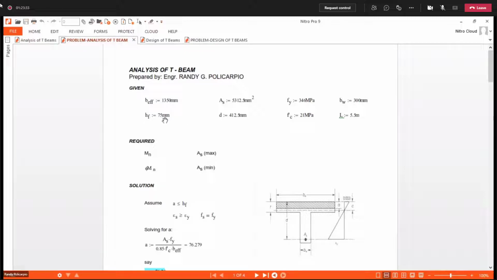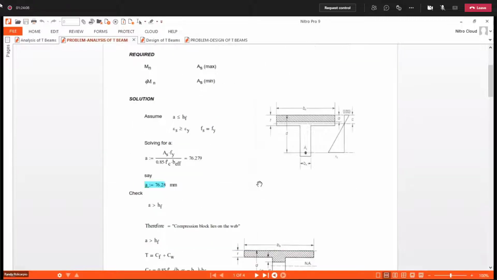So these are now the given. The thickness of the flange is 75. The area of the tension reinforcement, AS. The effective depth is 412.5. Fy is 346 megapascal. Fc prime is 21 megapascal. Vw is 300 millimeters, and the clear span is 5.5 meters. So these are the required.